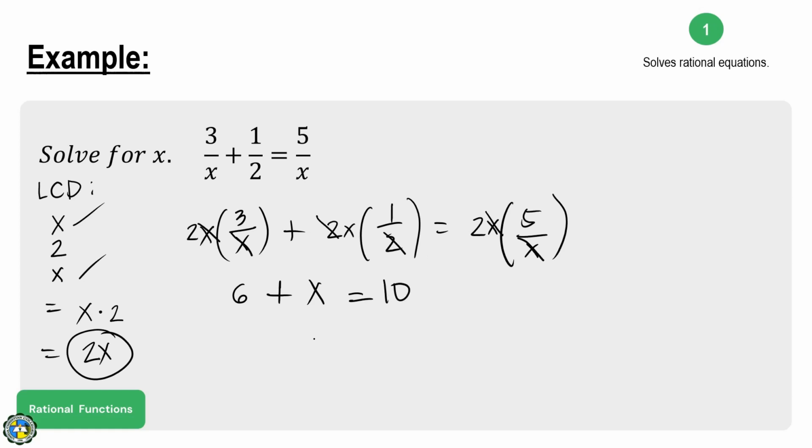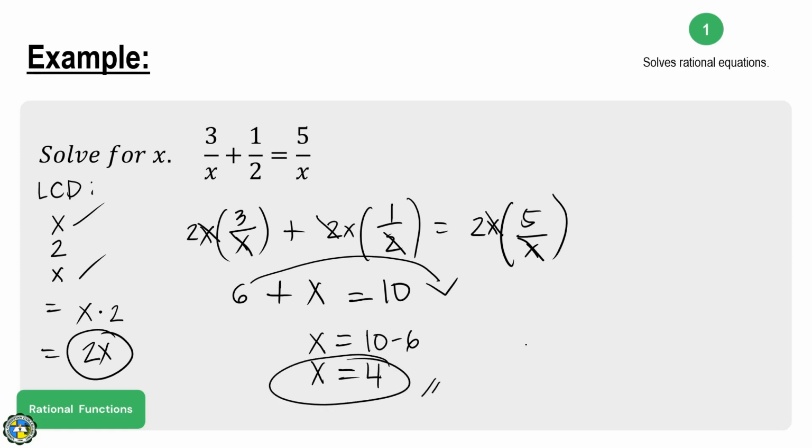And for us to find the value of x, combine like terms po. So, transpose natin ito, magiging 10 minus 6 and the value of x is 4. So, for our last step, remember to check the value if it will really satisfy. So again, para ma-verify if our answer is correct, let's substitute the value of 4 to our original equation po. So this will be 3 all over 4 plus 1 over 2 equals 5 all over 4 po.